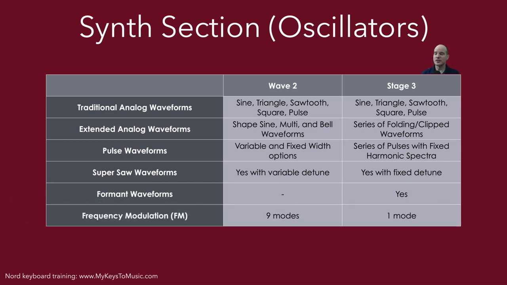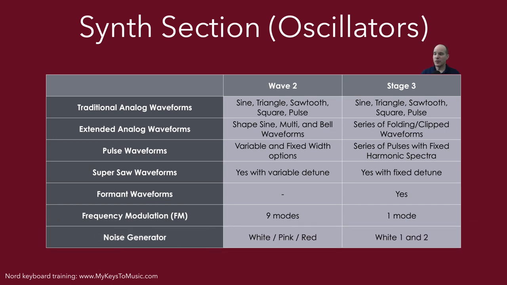They both have a frequency modulation section, or FM for short. The Wave 2 has quite a bit more capability there with 9 different modes, and the Stage 3 has 1 mode of FM. I won't be going into all the FM nuances. That is an area of expertise that I don't particularly have a fondness for or expertise in, but I know there are many experts out there for whom FM is the most important thing in a synthesizer. So let me just say that the Wave 2 has more capability than the Stage 3 in that regard.